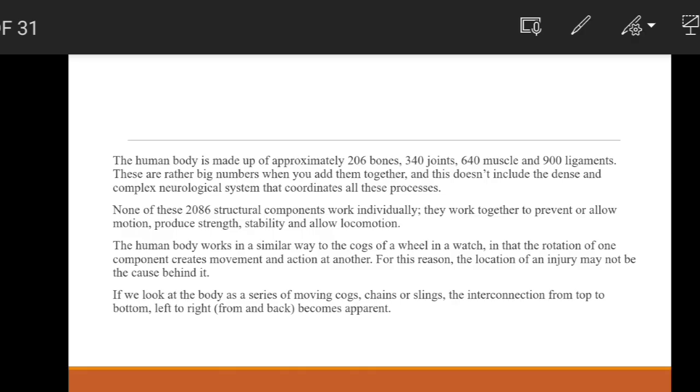The human body is made up of 206 bones, 340 joints, 640 muscles, and 900 ligaments. None of these structural components work individually. They work together to prevent or allow motion, to produce strength, stability, or allow locomotion. The body works in the same way as the cogs of a wheel in a watch, so the rotation of one component creates movement or action at another. Due to this reason, the injury location may not be the force behind it.